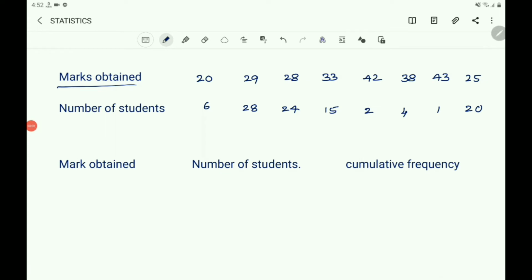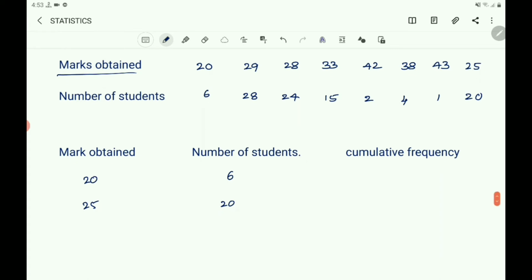Now let us tabulate. First you write the minimum, 20. Frequency, number of students, is 6. The next one is 25, its frequency is 20.